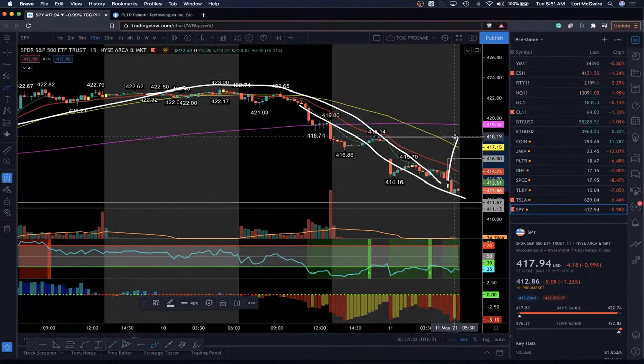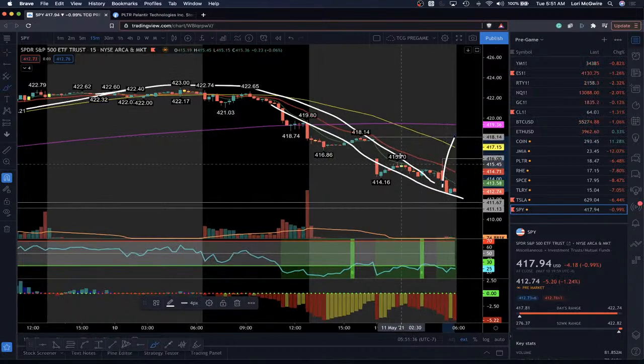We got to get them to blink so we can shift the scales back into the bulls' favor. And right now, there's just not enough fear in the market. I don't feel it anyway. 411.67, 411.13, those key supports.